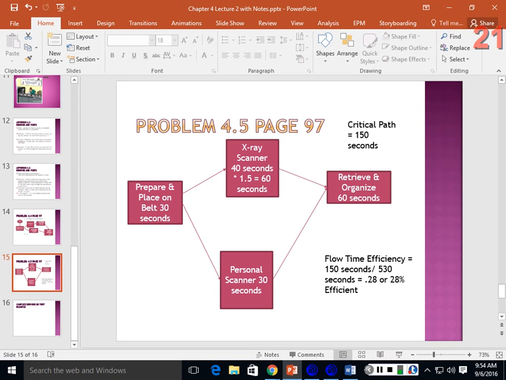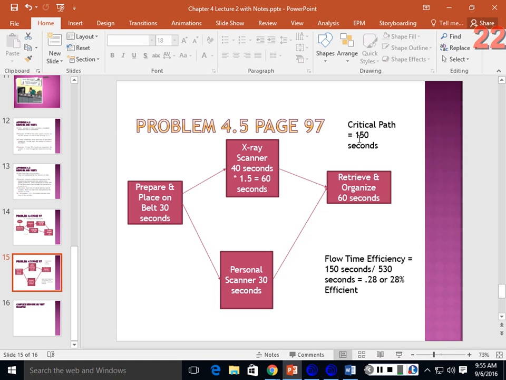What is the theoretical flow time of the security check process? Okay, so for the theoretical flow time, we are going to take the longest time, so 30 plus 60 plus 60 is 150 seconds, so that would be our critical path.